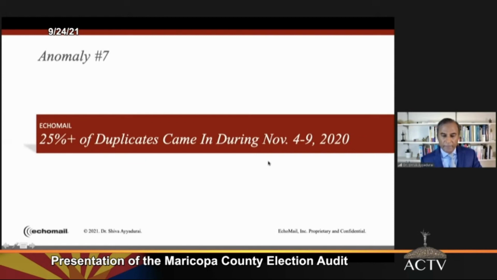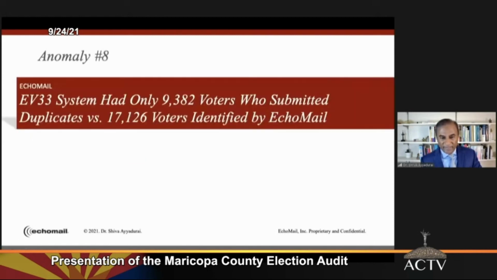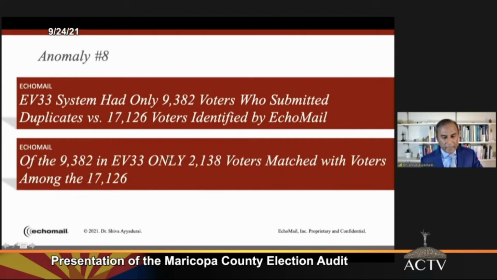Anomaly 7, I'm sorry, I've already gone through that. The next anomaly is, we also noted that the EV33 system, which is the system that contains all the early voting ballots, had 932 voters who submitted duplicates versus the 17,126 that we identified. But what's fascinating is when we matched those 932 voters against our 17,126, only 2,138 voters matched.